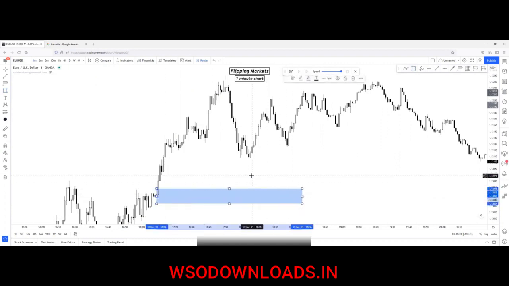So this will be our right demand zone because it broke structure to the upside, it created inefficiency, and it swept liquidity from this region. So this will be a really strong demand zone. Let's see another demand zone.